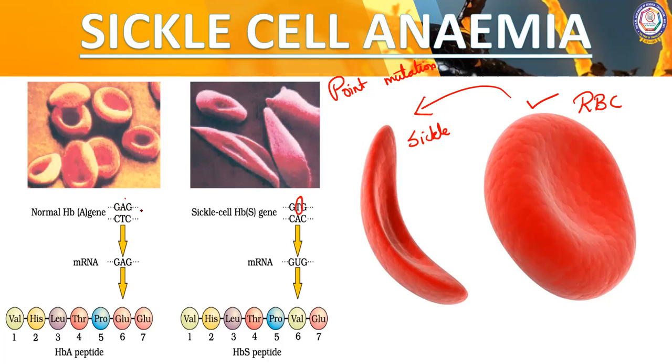So what is the change? Instead of A, there is a point mutation and it is changed into T. Because of that, the message read by the mRNA was wrong. It should be GAG, but it is GUG here. Because of this wrong transcription, there is a wrong translation. Instead of producing glutamic acid, it produces the amino acid valine. Because of this, the structure is transformed into a sickle cell.